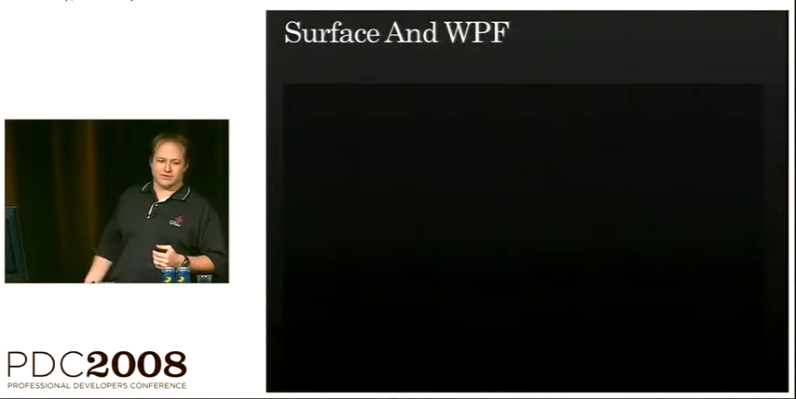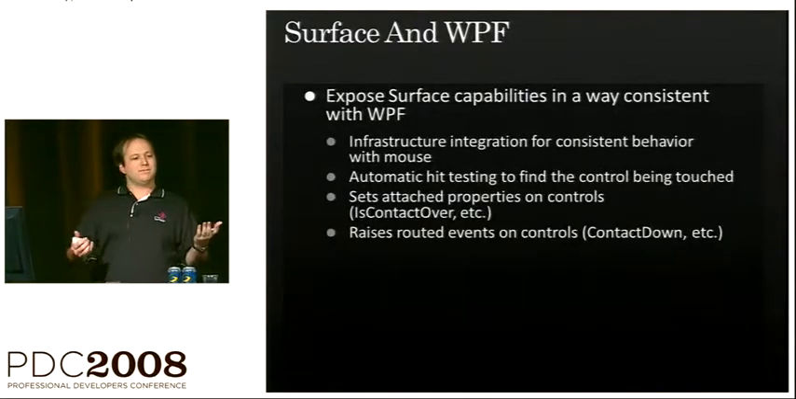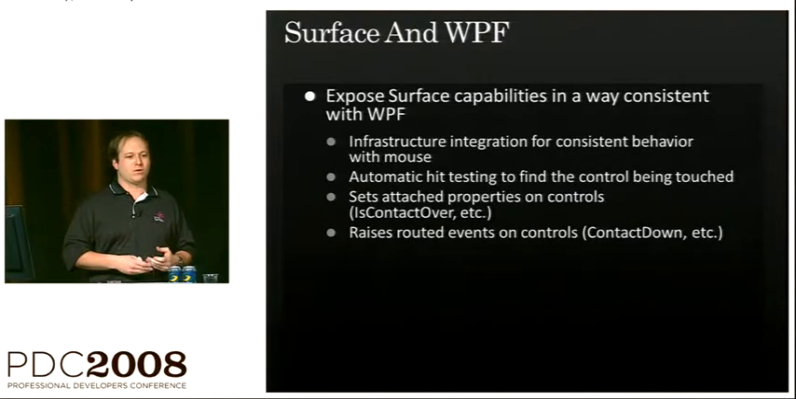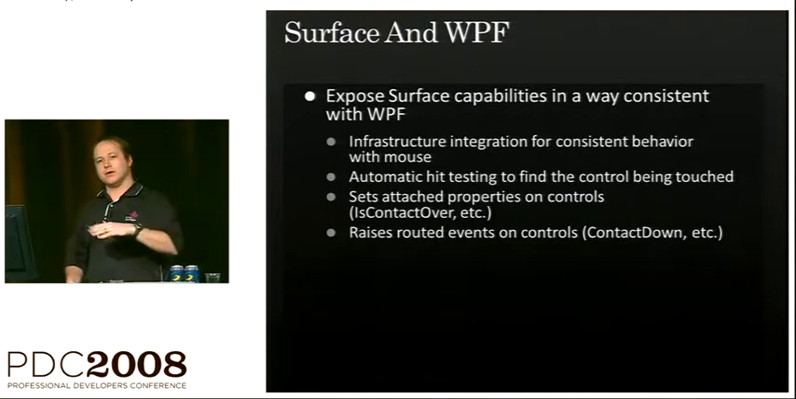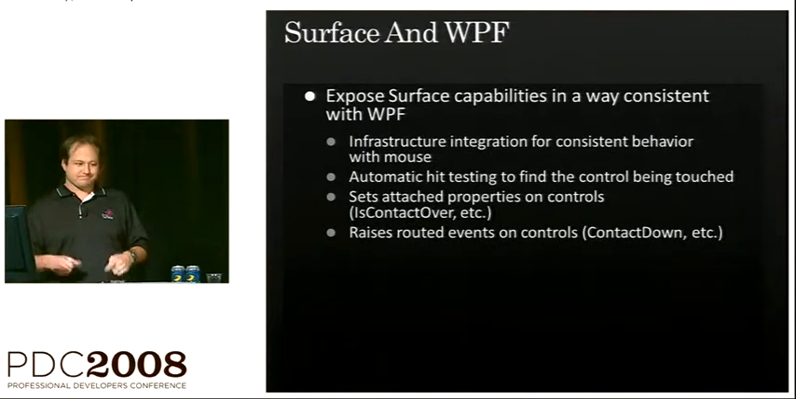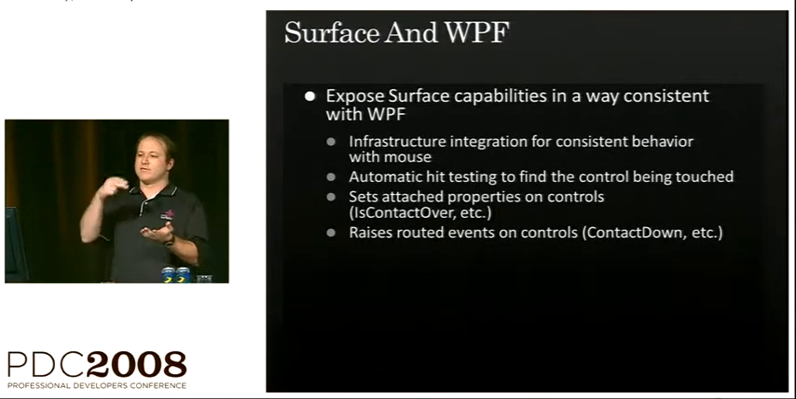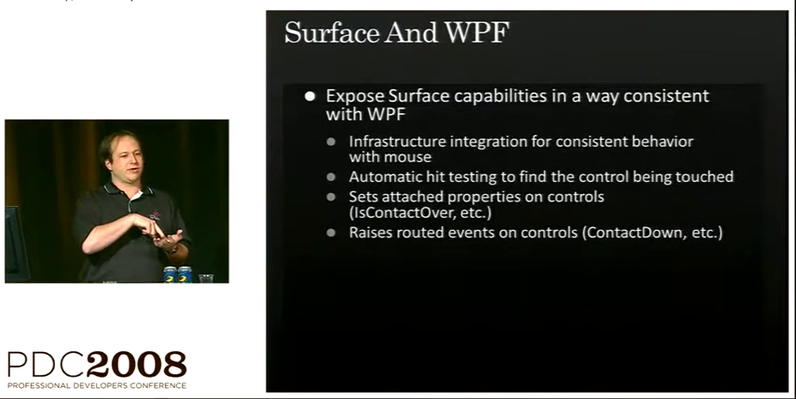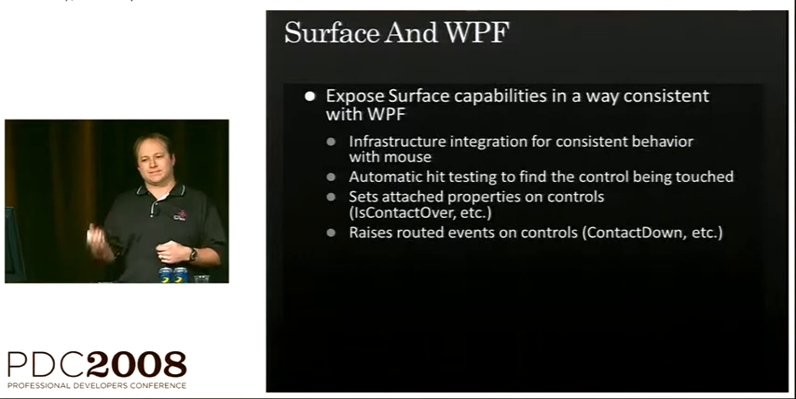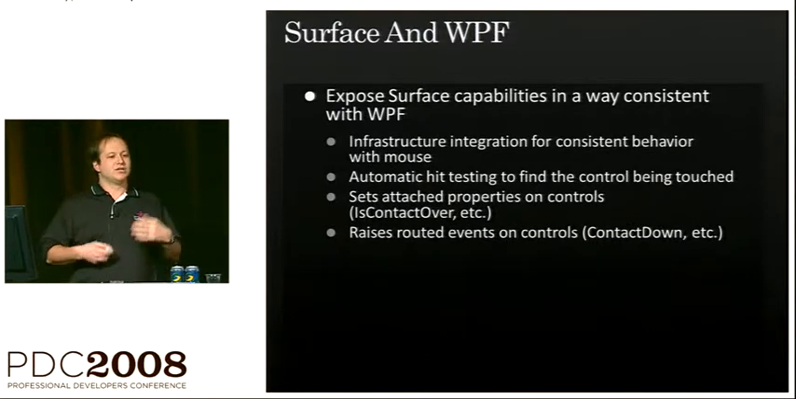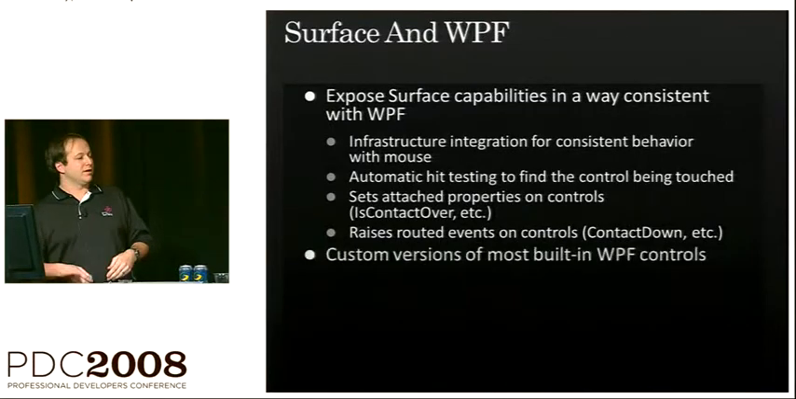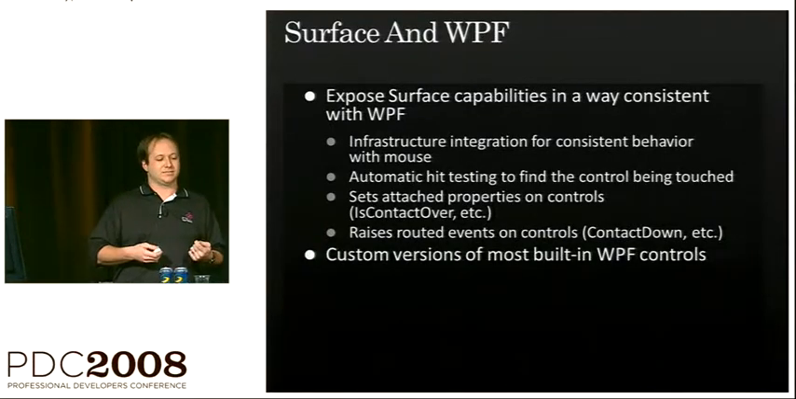So how do we integrate with WPF? At the input level, we integrate with WPF by doing everything that WPF does for mouse and stylus input. We plug into their infrastructure with what they call the input manager system. We'll automatically do hit testing for every contact we see on the surface. We'll figure out which control that input is touching. And then on that control, we'll raise some routed events to set some attached properties, just like you would get with mouse and stylus.